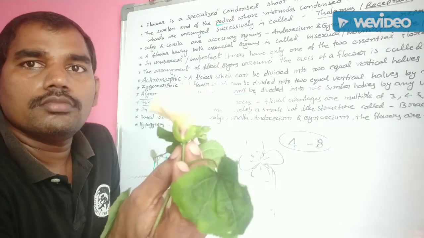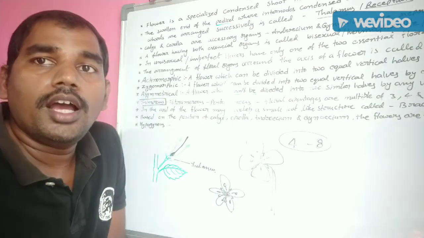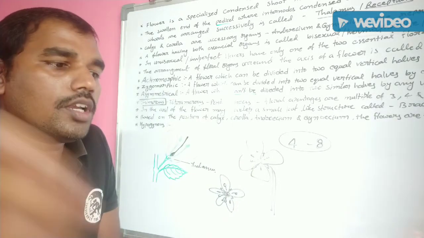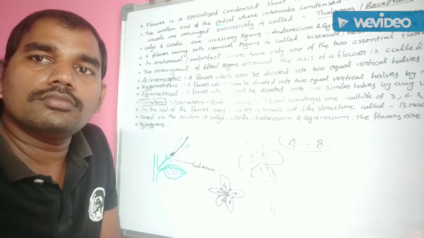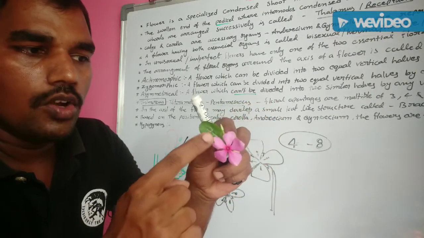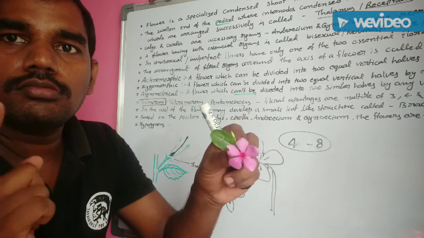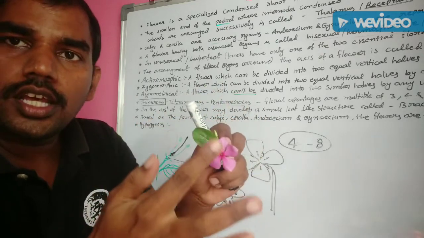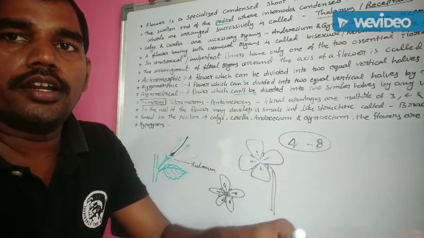Example: lady's finger, hibiscus. See this. How many corolla? 1, 2, 3, 4, 5. This type of flowers are known as pentamerous flowers.